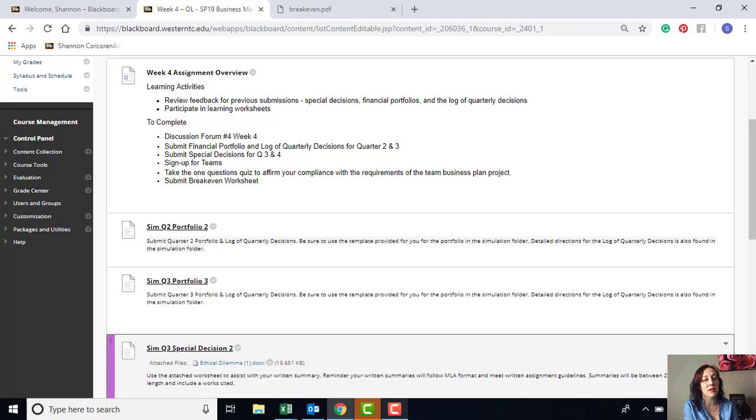When you are making your decisions for quarter 3 and 4, I would highly recommend that you keep track of that log of quarterly decisions as you make those. I know you don't turn it in till after you've completed the next quarter, but it's hard sometimes to go back and see what you did for those decisions and support it with research if you didn't conduct research first. So make sure you're conducting research, supporting your log with research as you're making those decisions, and then saving it until you get your financial portfolio information. So just a little tip there.